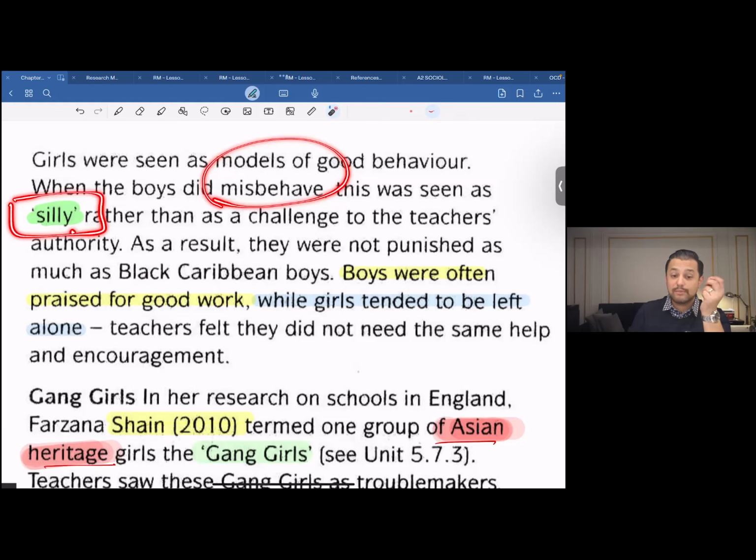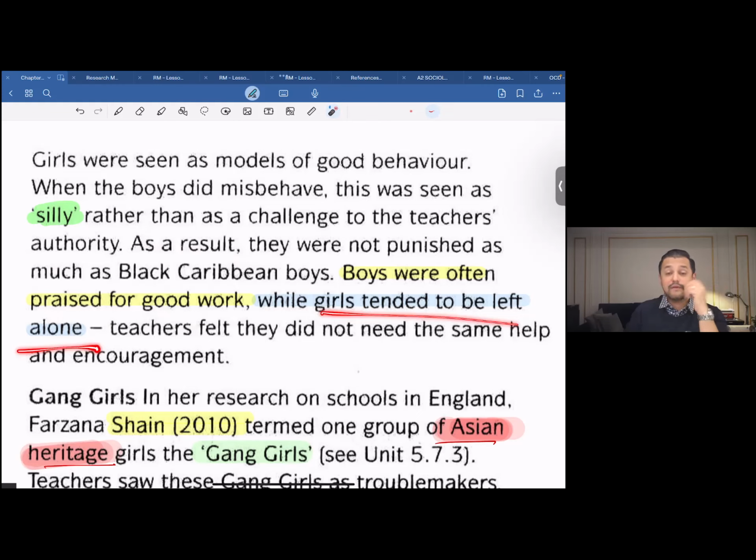Again, we cannot directly compare these students with the research conducted by Mirza or Sewell, because there's a difference in terms of age bracket. Nonetheless, we are discussing teachers' perception. They saw it as silly rather than as a challenge to the teacher's authority. As a result, they were not punished as much as Black Caribbean boys. Boys were often praised for good work, while girls tended to be left alone. The general perception held about Asian girls is that they'd marry young and probably not have a profession.